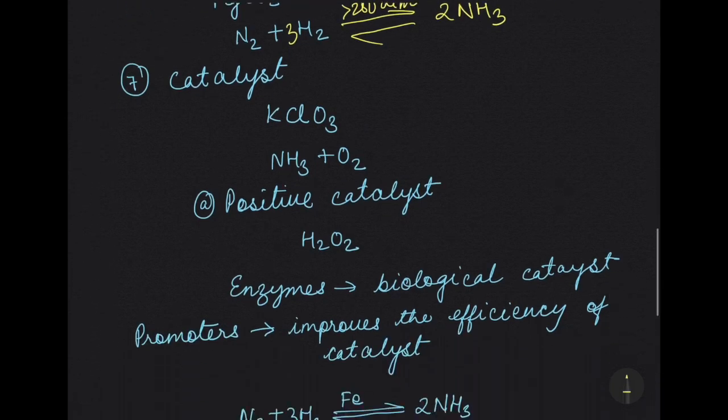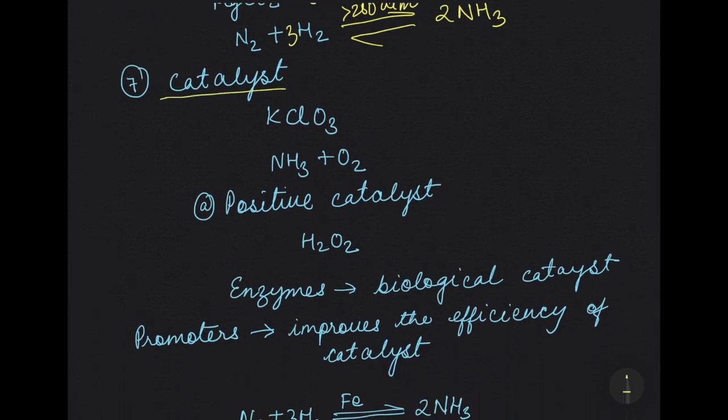Okay. Now next we come to catalyst. You know what a catalyst is, isn't it? So some chemical reactions need a catalyst. What does a catalyst do? It increases or decreases the rate of reactions, and the catalyst will not take part in the reaction. So it will remain unchanged.